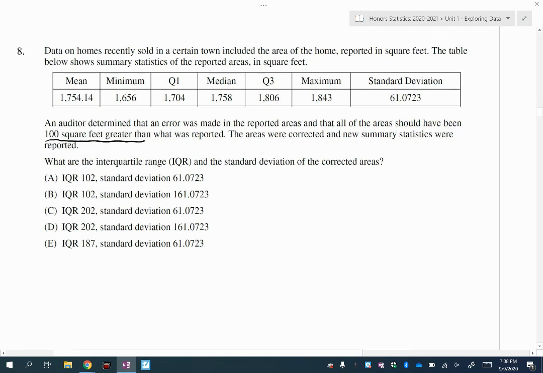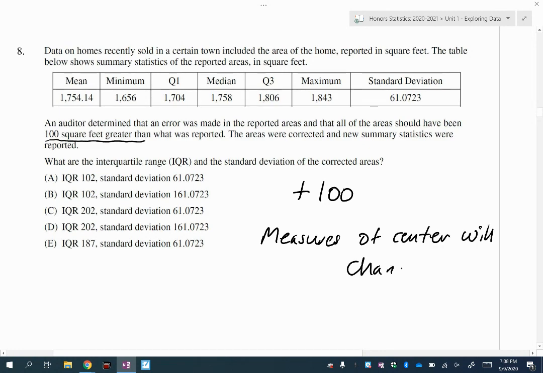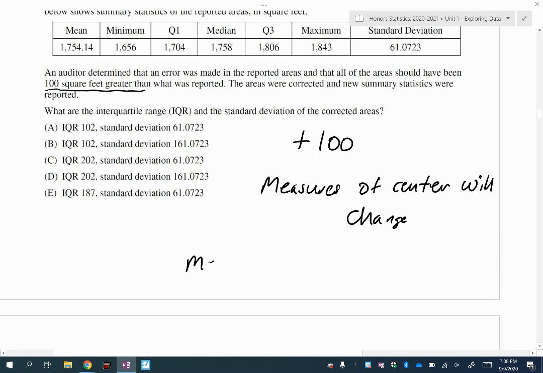So this one is a little different from 6 and 7, right? If you're just adding 100, that's only going to change measures of center. So measures of center will change, but measures of spread, right? Measures of spread are unchanged. And I'll show you, I'll prove it to you on one of these, okay?